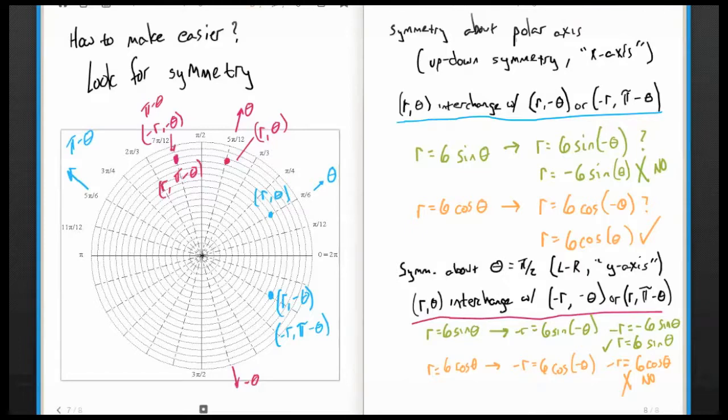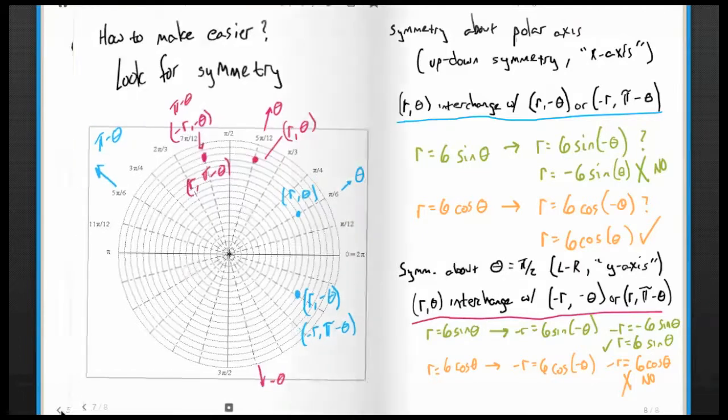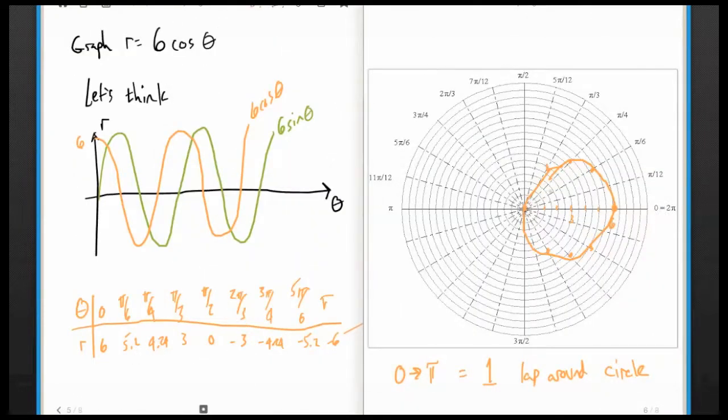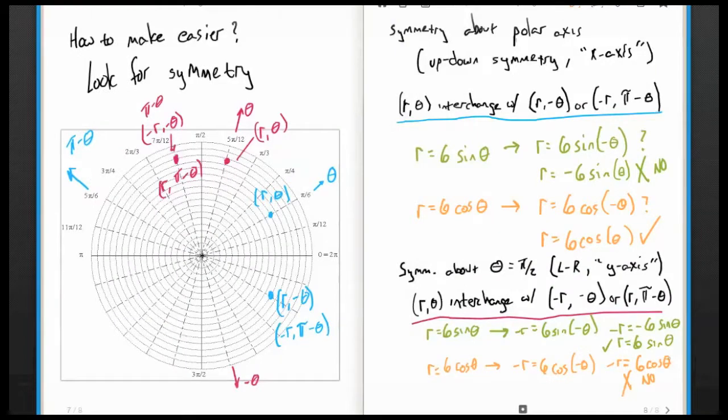So that's negative r equals 6 cosine theta, r equals 6 cosine theta. That doesn't work. So that one is not symmetric in the left-right direction. Okay, let's check out cosine. Yep, sure enough, cosine was not symmetric in the left-right direction. It's symmetric about this line, but it's not symmetric about the line theta equals pi over 2. So these symmetry tests become pretty useful, they might save us some time.